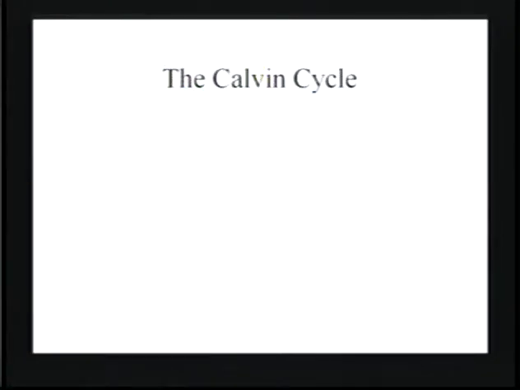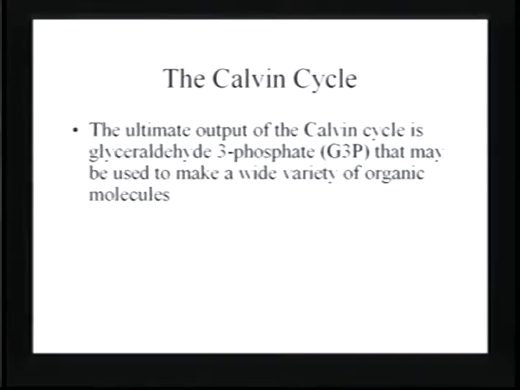All right, so that's what happens in the light reactions. You use light energy to pass electrons around to generate ATP and NADPH. The Calvin cycle is where that energy is actually used to produce components of sugars and a lot of other molecules as well. Okay, the ultimate output is a 3-carbon molecule, glyceraldehyde 3-phosphate.